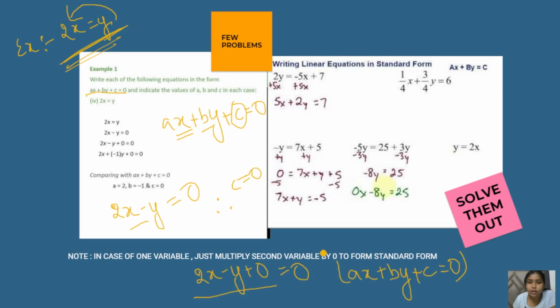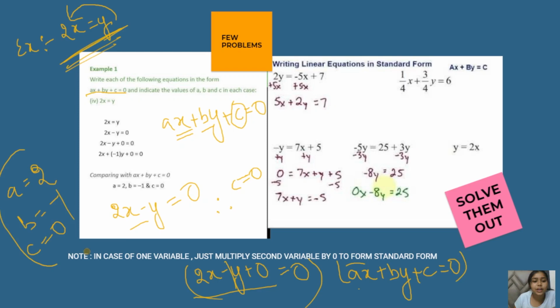So what you have to do now is find out the values of a, b and c. You just have to equate both the equations and find out the values of a, b and c. After equating, you find that ax is equal to 2x, so clearly a equals 2. by equals minus y, or we can say minus 1y, so b equals minus 1, and c is clearly equal to 0. That's how you find the values of a, b and c in the given equation.